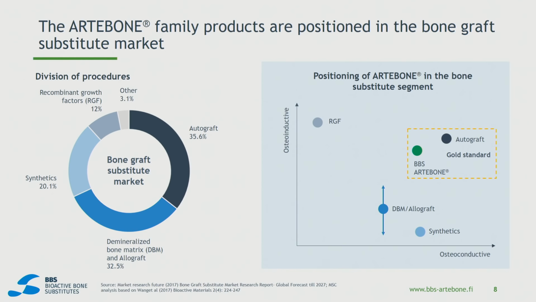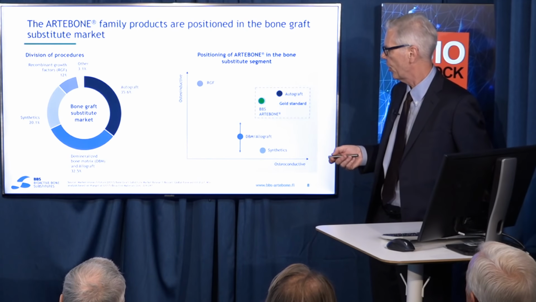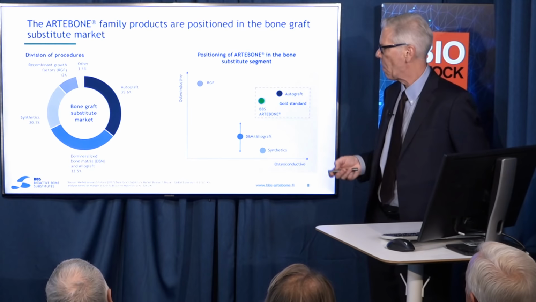The synthetics group are the mineral components like the TCP that we use. And the other section there is the recombinant growth factors. This component is a drug type product and is very potent, but also comes with serious complications and side effects. The chart on the right here shows that the BBS Heartbone product is in the sweet spot with respect to autograft in terms of its osteoinductive and osteoconductive capability.